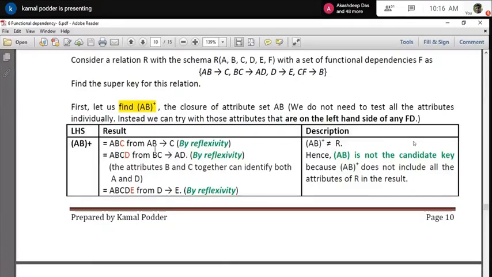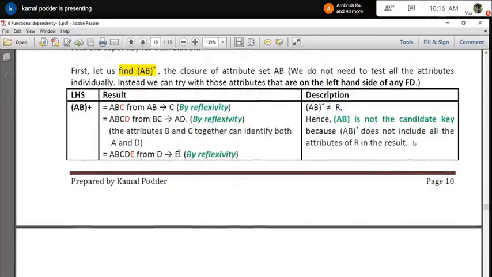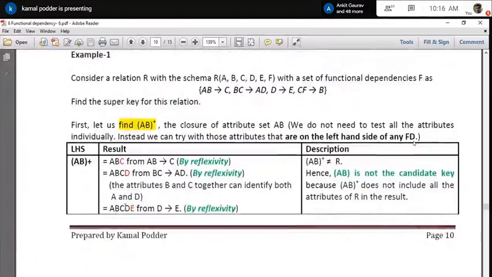A and D should be included. A is already there, so you should include the D. Similarly, if you consider the DE, then we can ultimately get A, B, C, D, E.